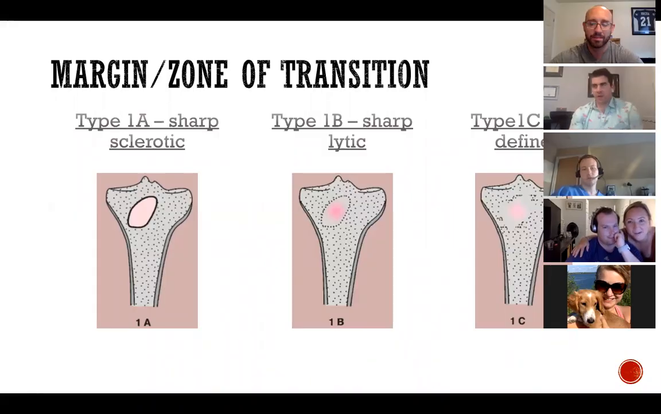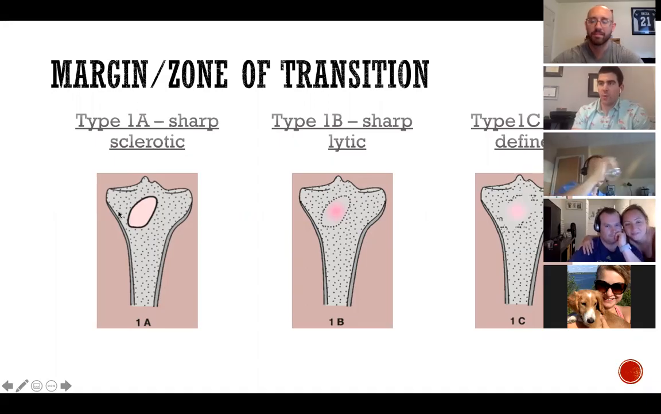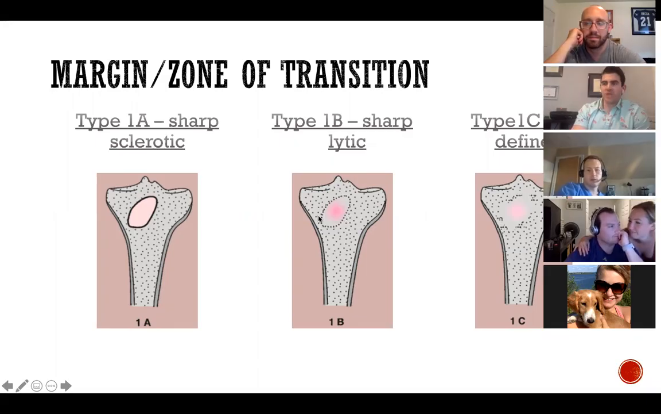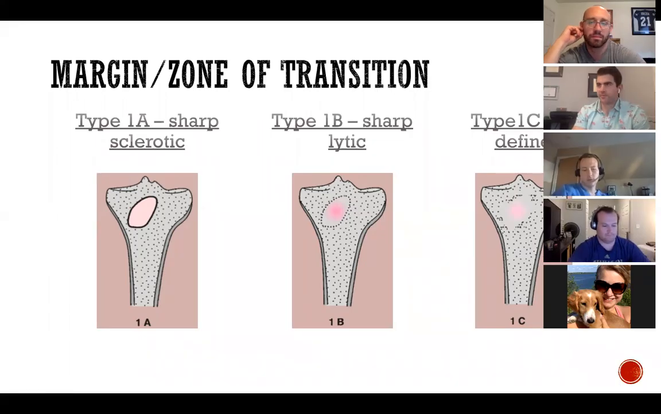Kind of reinforcing our point, we can assign numbers and types to these. Sharp and sclerotic, like we talked about, is very walled off with that white edge. We talk about sharp and lytic, meaning it's a little bit more aggressive, where it's still geographic in nature, but the zone of transition isn't tremendously wide. And then ill-defined, where you see a lesion with associated loss of normal bone structure. That's your more aggressive type pattern.